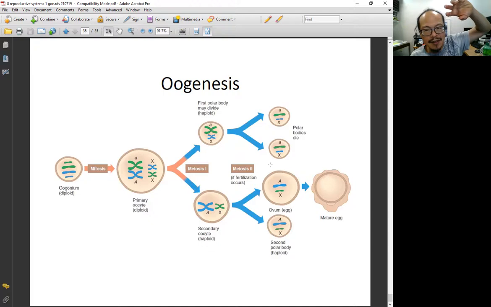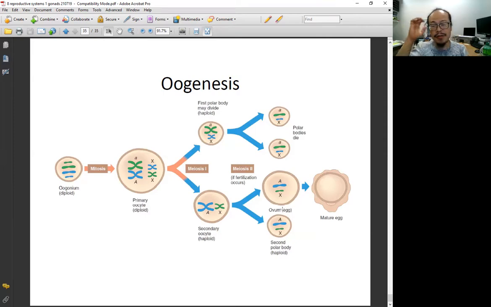Each one only has a haploid amount of DNA. But even though we have a total of 4 daughter cells, only one will be the one that carries all these good stuff, that is large enough, and that is the one to mate, to merge, to fuse with the sperm, and this one is also called the ovum, haploid, and becomes the mature egg. So that's that.